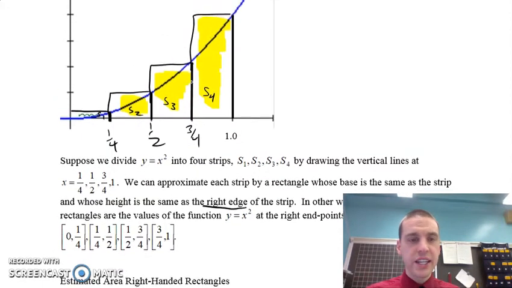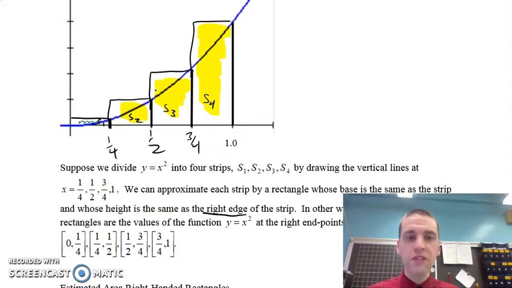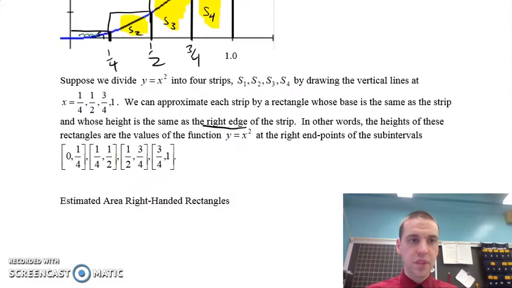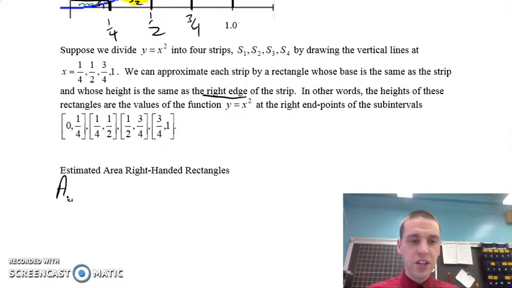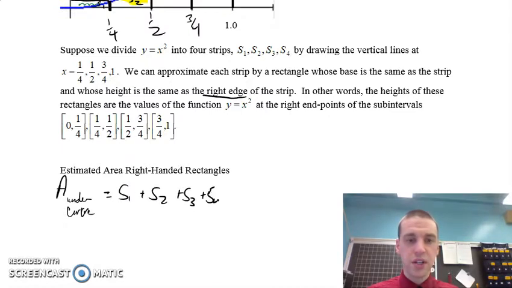But we've got to find the area. And yes, as you can see here, this is an overestimation. We're going over it. But at least it will give us some idea. So we can say that the area under the curve equals S1 plus S2 plus S3 plus S4, where those are the areas of the rectangles. The area of any rectangle equals length times width, or base times height. The bases are always the same. The bases are the distance here, so we're going to do 1/4 times the height.